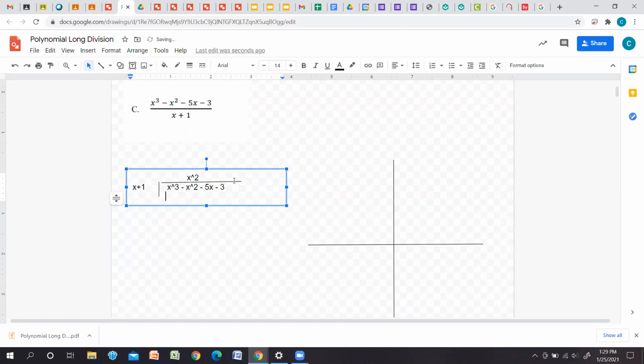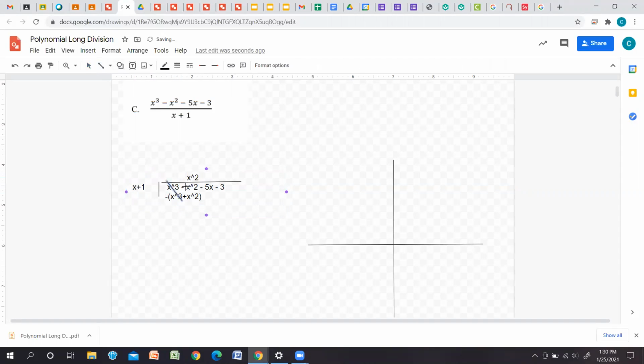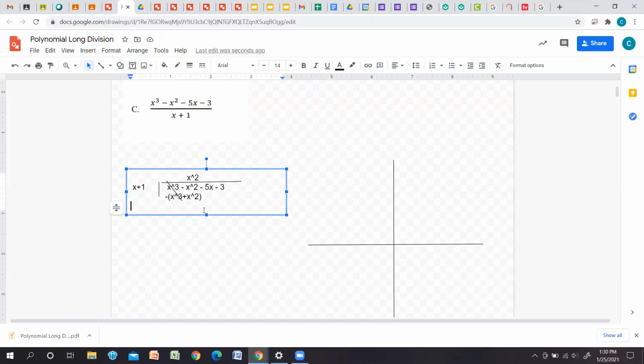Then you go down here and you multiply this x squared by x plus 1, the entire thing. So you get x cubed, negative x cubed plus x squared. And notice, actually, in this case, they both cancel out when you change the sign. No, it doesn't. Excuse me. So you subtract it. These two cancel out. But this becomes x squared, negative x squared minus x squared. And so that is negative 2x squared.